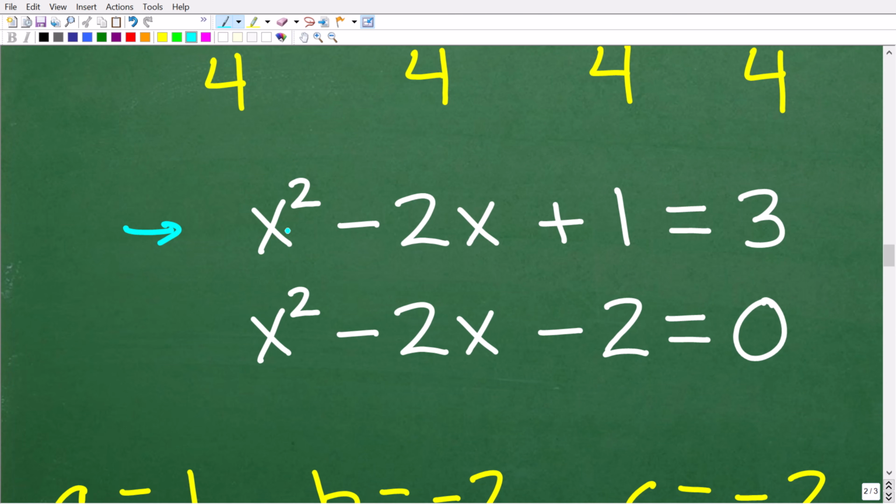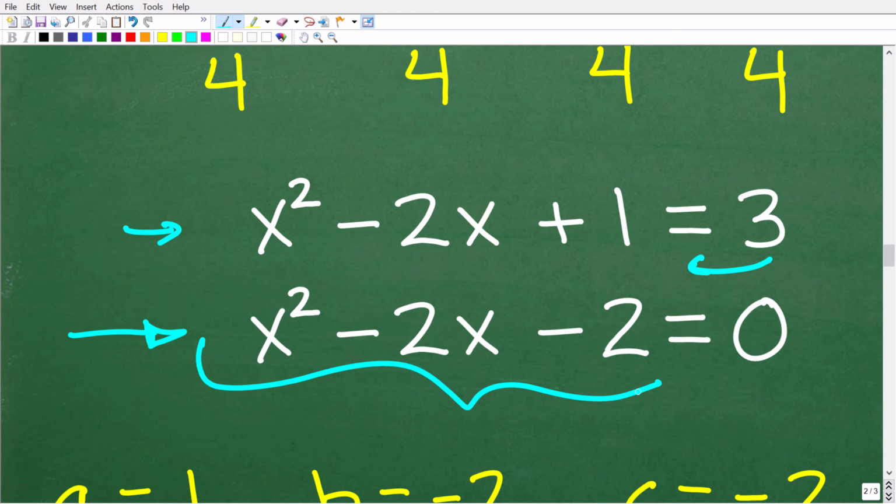We get x squared minus 2x plus 1 is equal to 3. Now at this stage we need to move this 3 to the other side of the equation, so we set this entire equation equal to 0, and this is what we get. We get x squared minus 2x minus 2 is equal to 0. So at this point we have a quadratic trinomial that we can't factor, so that means we need to use the quadratic formula.